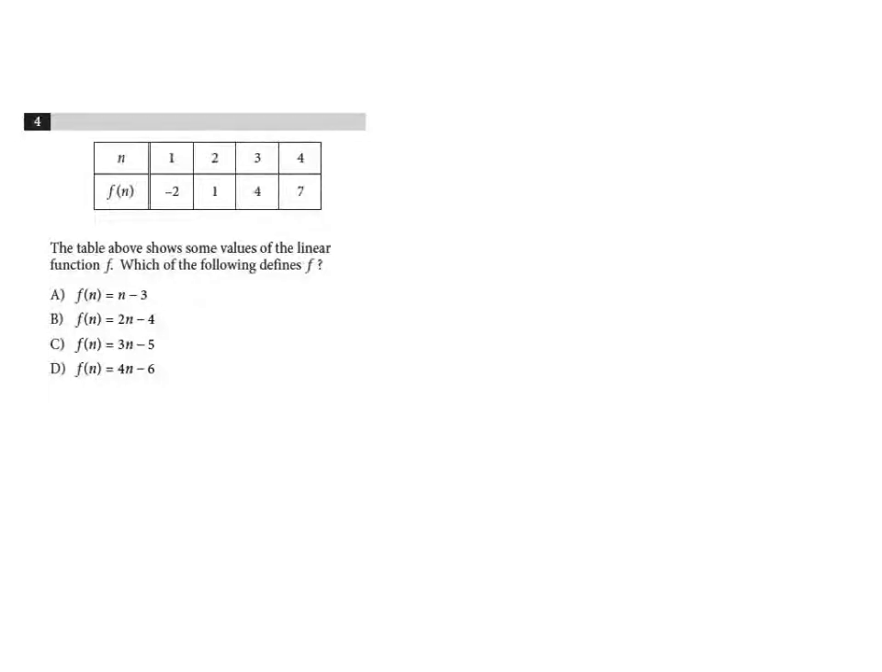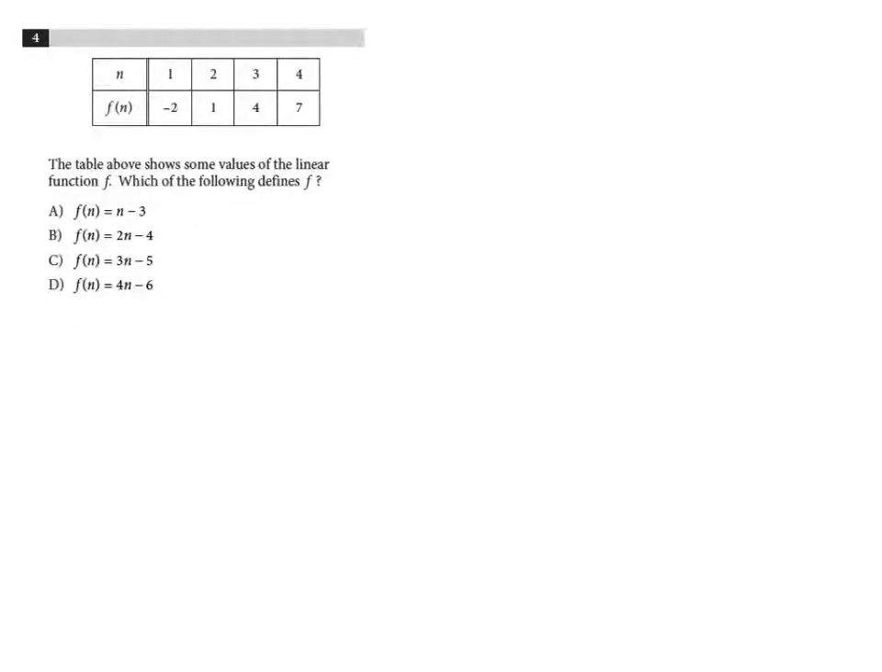Okay, let's see. 4. The table above shows some values of the linear function f. Which of the following defines f? Okay, well, they said it's a linear function, therefore the rate of change is going to be constant, or the slope is going to be constant. And we can see that slope is just going to be change in your output over change in your input.